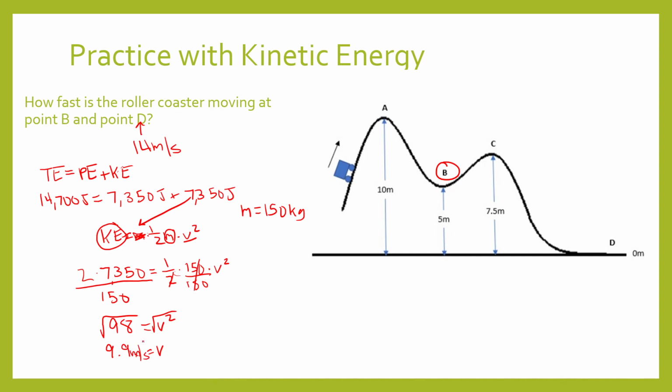So at the beginning, I asked you to think, do you think it was going to be faster or slower at point B? The velocity at the end was 14 meters per second. The velocity at point B then was 9.9 meters per second. So it's going faster at the end than it goes up here. And the reason for that is because half of the energy of the system is actually potential energy, so there's not as much kinetic energy to help the roller coaster move.